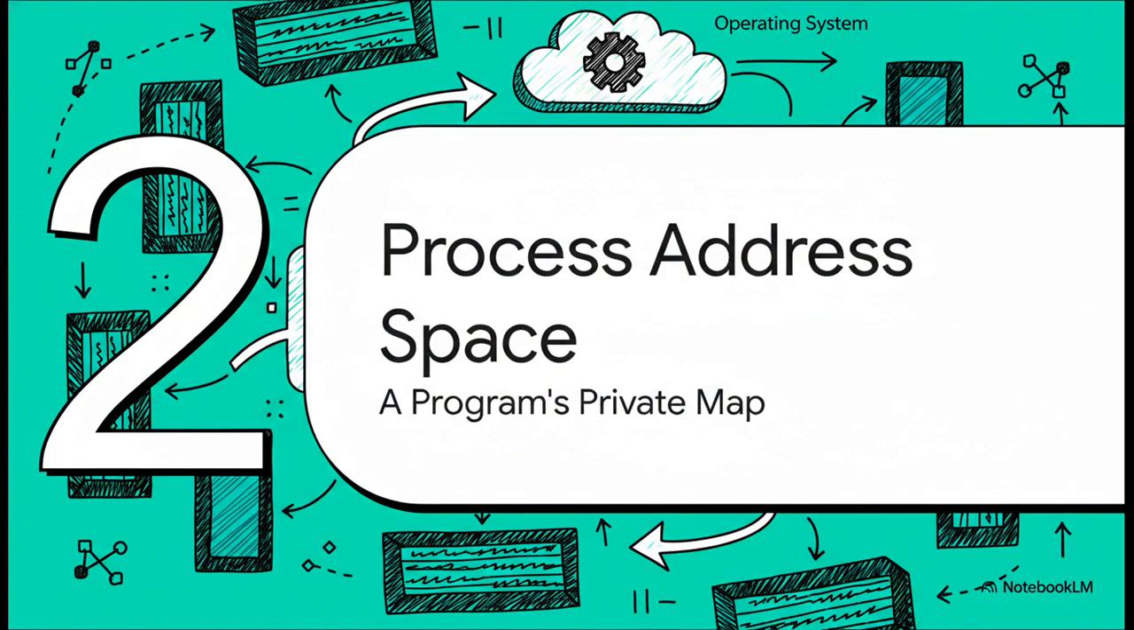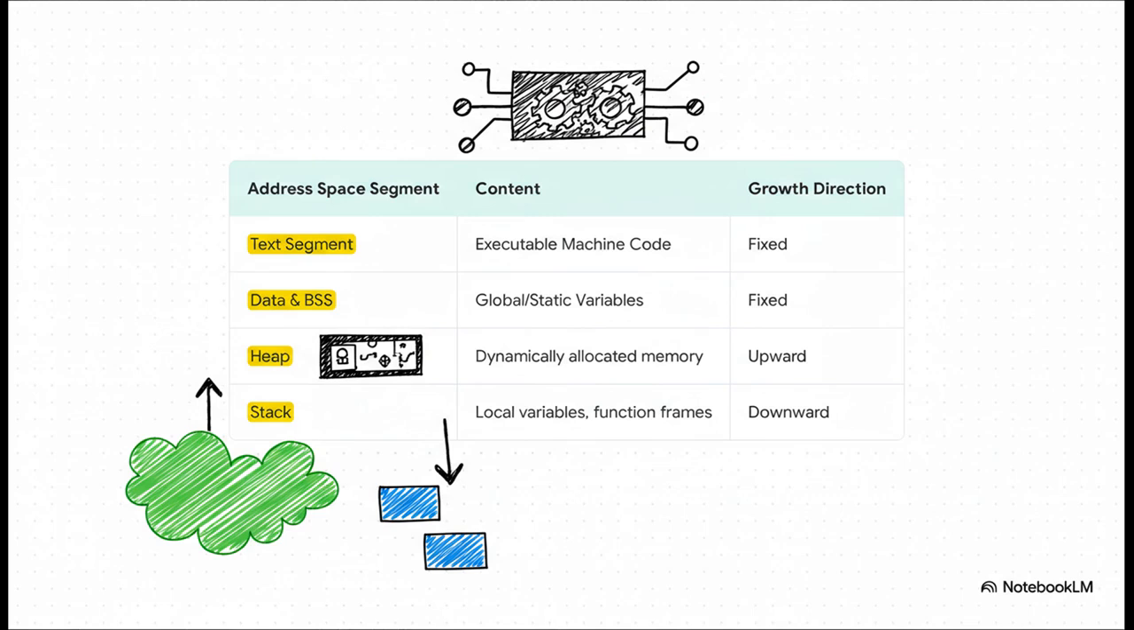Okay, so how does the OS pull off this magic trick? Well, it gives every single process its own private map. This is a really structured layout, and it's called the process address space. Let's break down what that map actually looks like. So here's the typical layout. You've got your text segment, which is just your executable code. That's fixed. Then you have the data and BSS segments for your global and static variables. Also fixed. But where all the action happens, where things get interesting, is in these two dynamic areas, the heap and the stack. The heap is for stuff you allocate on purpose, and the stack is for all your function calls and local variables.